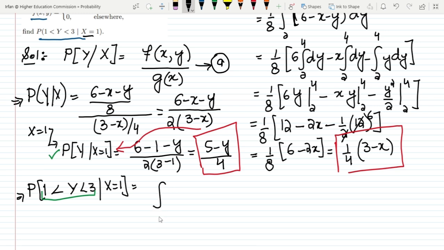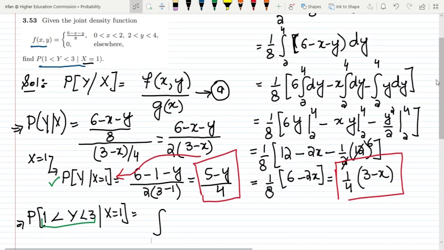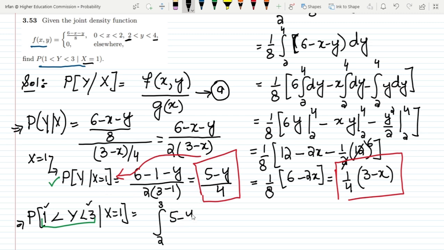Okay, so I have to do what here? I have to integrate the values from 1 to 3, but as we can see here very clearly, let me see the limits of y within this density function. We can see that it starts from 2 up to 4, so therefore this 1 will not be available here. So I have to start it from 2, and as the ending point here is 3, so therefore it will be 3, and therefore I have to put the values which are here. So it will be 5 minus y divided by 4 and integrating it with respect to y.